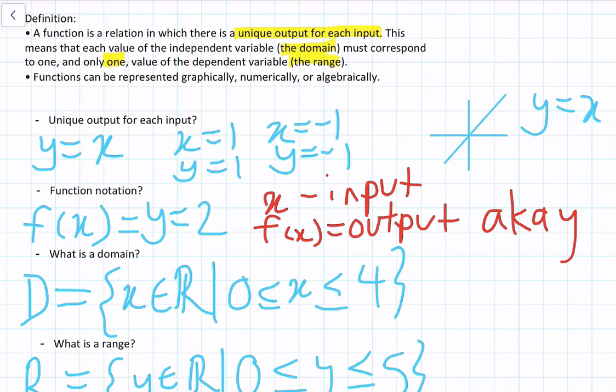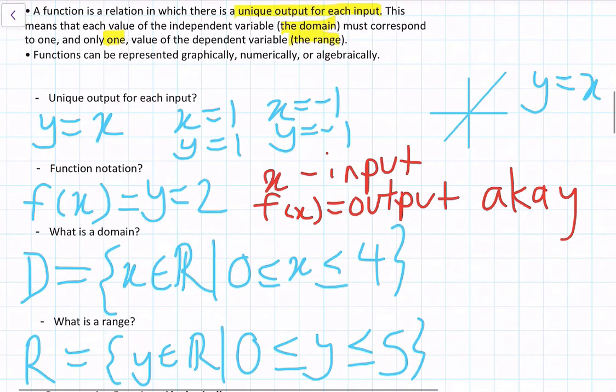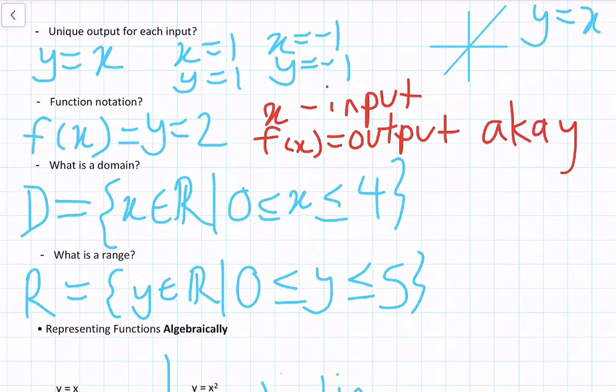So let's unpack this and let's look at examples for each part of this definition. When we say a unique output for each input, we can look at the example of y equals x, which is a simple linear function. Once you put in x is equal to 1, you're going to get y is equal to 1. And when you put in x is equal to negative 1, you get y is equal to negative 1. And this is what the corresponding graph looks like on the right. So the graph of y equals x, you can see that every single point on that x has its own corresponding y.